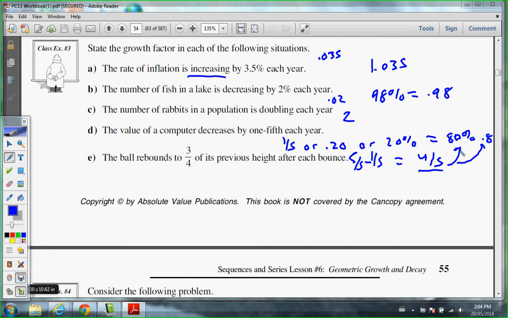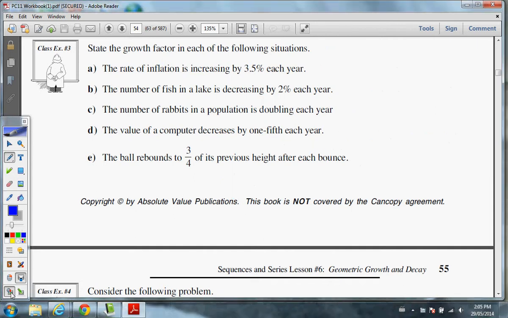The ball rebounds to 3/4 of its previous height after each bounce. It's 3/4. Every time it's going to be times by 3/4. Okay, all right, and we're going to go through the next little part here. It kind of proves that there's two different ways you can do it, depending on where your starting point is.